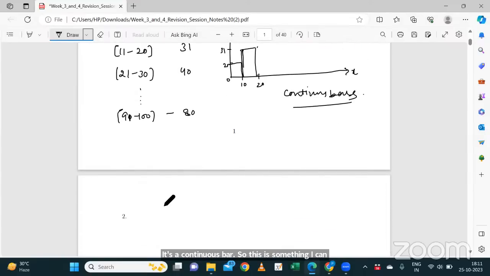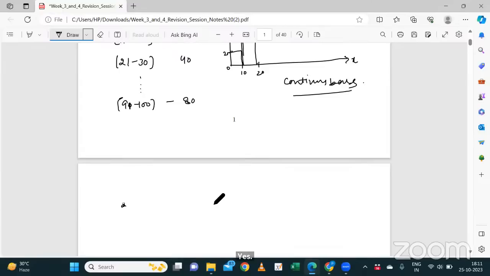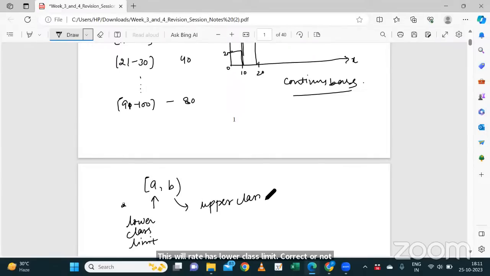In a histogram there is some terminology, so let me quickly go through it before we move to the next topic, because this is important. There is the lower class limit. In a histogram we are representing the class intervals like this. What is the lower class limit here? This is treated as the lower class limit, and this is treated as the upper class limit.